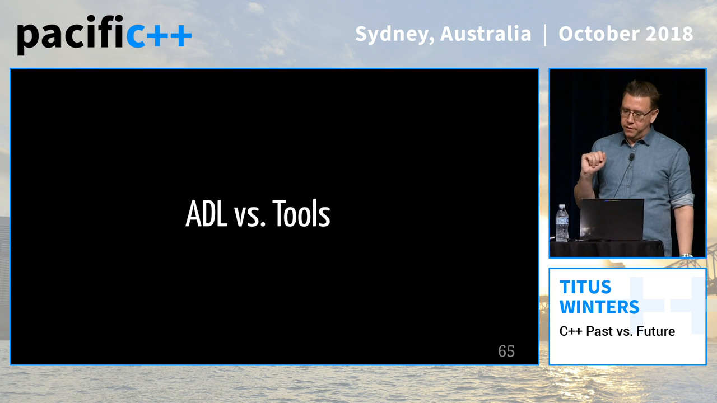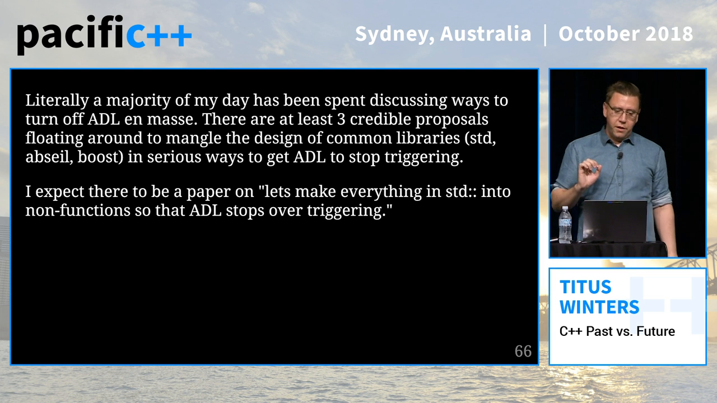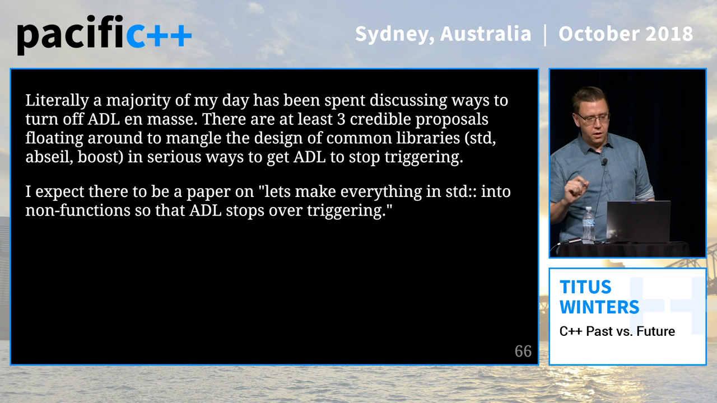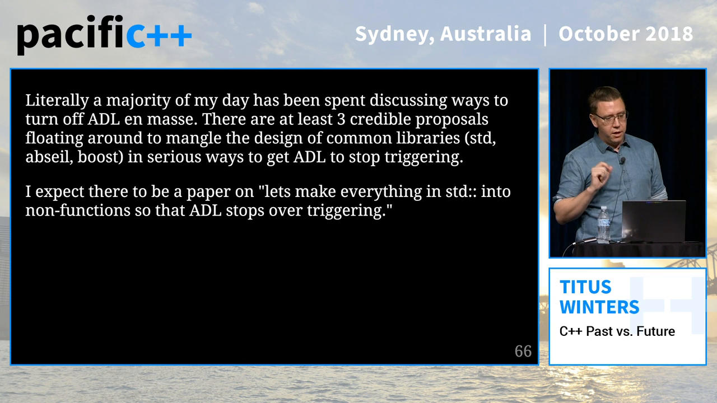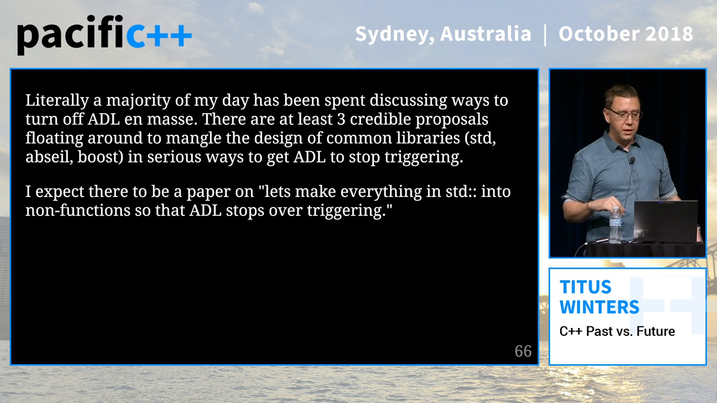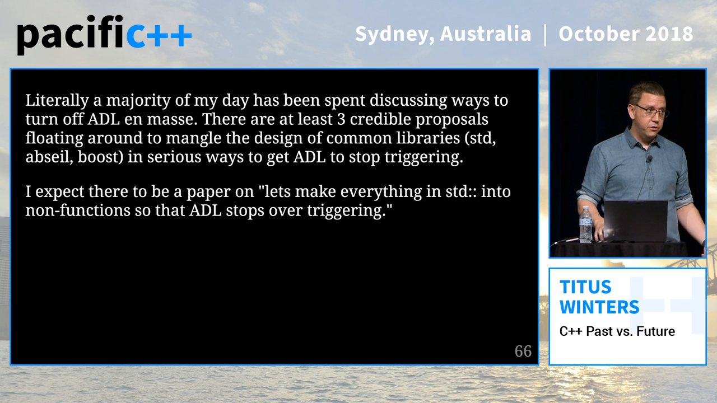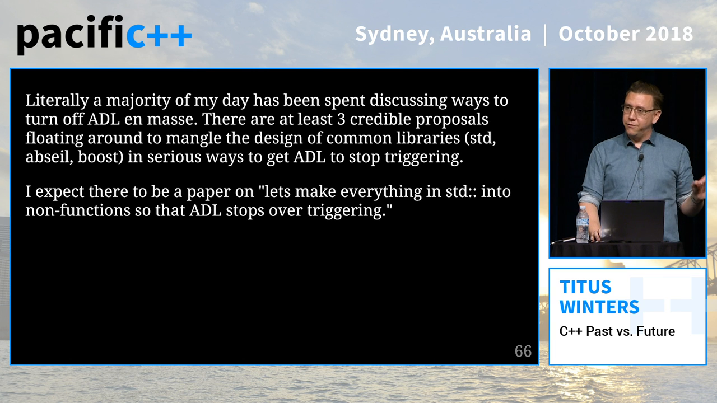And then we come to my favorite of these three terrors, ADL. Here is an email that I sent to the language evolution list back in August. Literally a majority of my day has been spent discussing ways to turn off ADL. There are at least three credible proposals floating around to harm the design of common libraries, standard, Abseil, Boost, in serious ways to get ADL to stop triggering. I expect there to be a paper on let's make everything into non-functions so that ADL stops over-triggering.